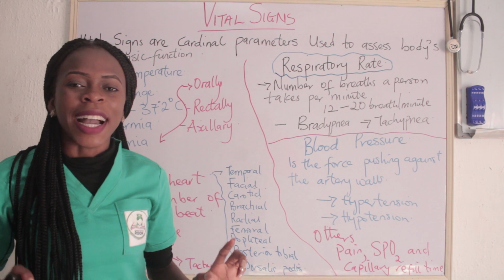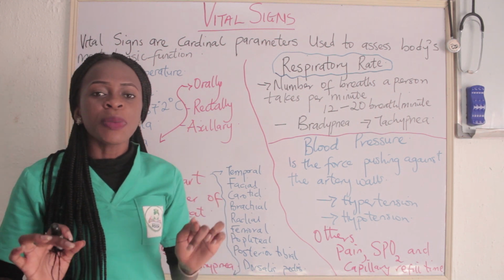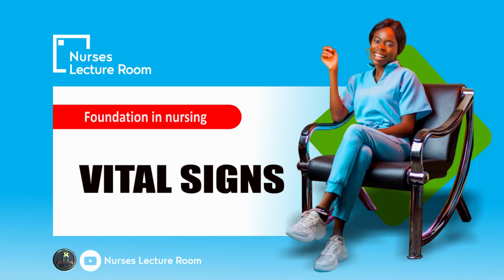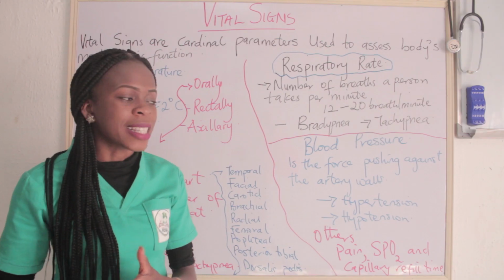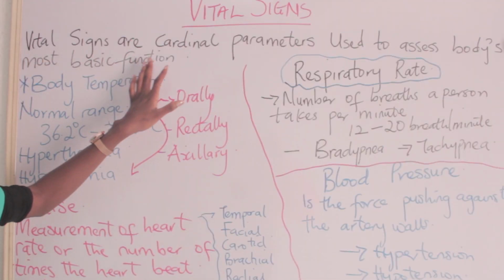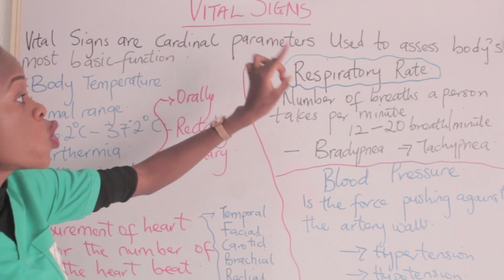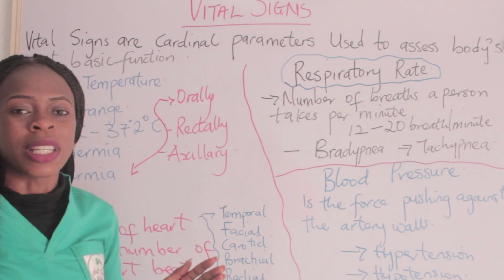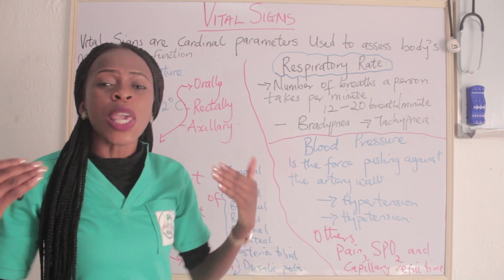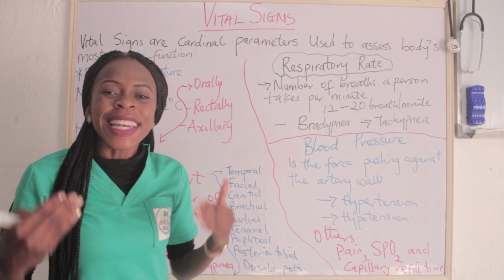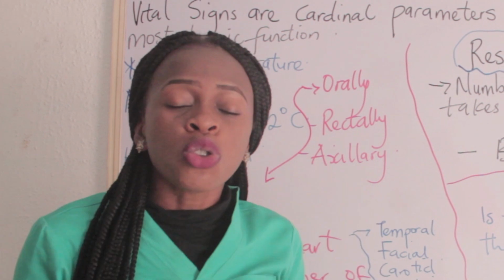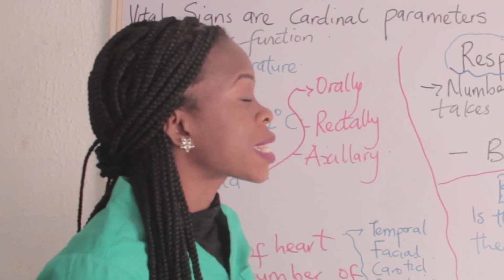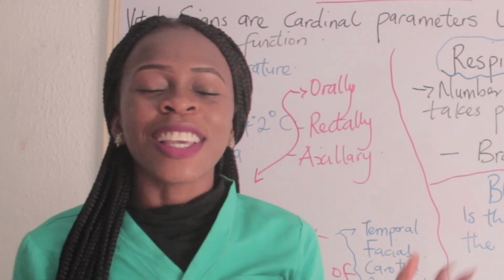Alright, welcome back. Like I earlier said, today we're going to be talking about the vital signs. What are the vital signs? Vital signs are cardinal parameters used to assess the body's most basic function. They are cardinal parameters, important parameters, necessary parameters used to assess what? Used to assess the body's most basic function.